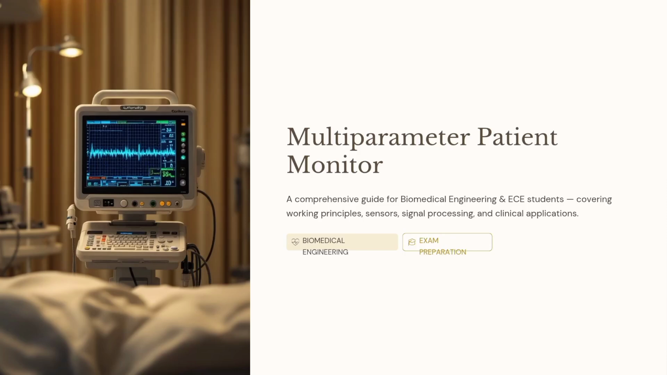Have you ever noticed that one machine in a hospital, near your bedside, that shows heart rate, oxygen level, blood pressure, temperature, everything at once? That device is constantly tracking a patient's vitals in real time. But how does it actually work? In this session, I'll break it down in a very simple way, from sensors to signal processing, so you can understand clearly for exams and real world applications too.